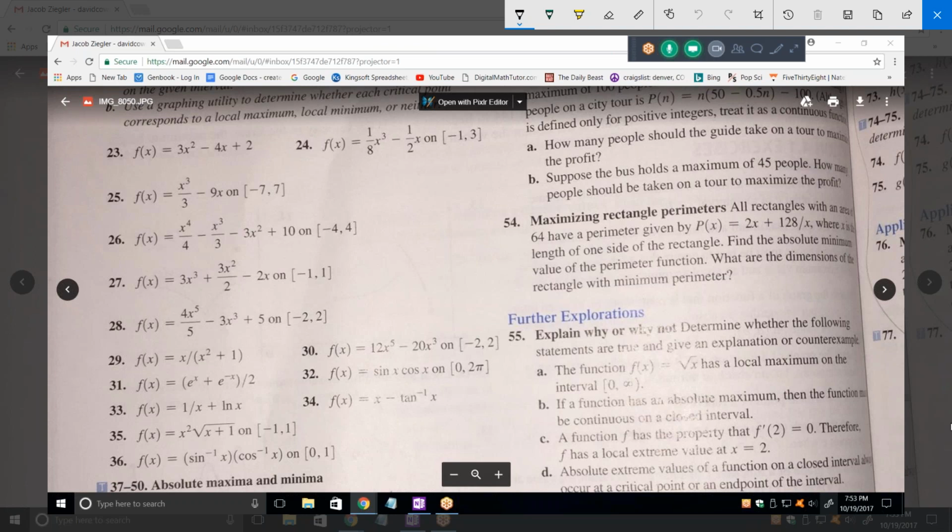Let's do 25. It would be 3x, no, it would just be x squared minus 9. And I'm going to set that to 0 to find my critical points. So what's x going to be equal to? Plus or minus 3.